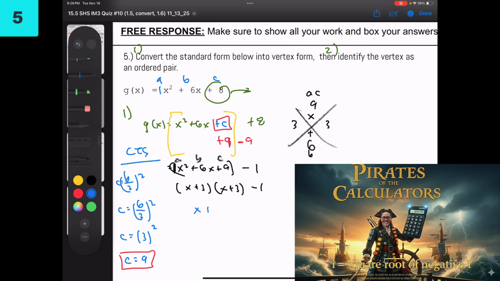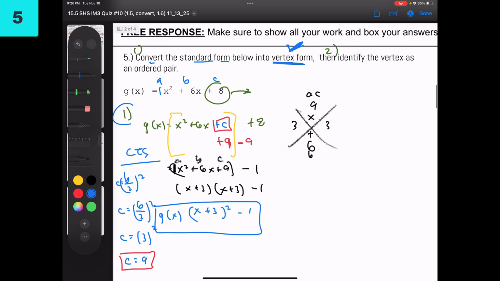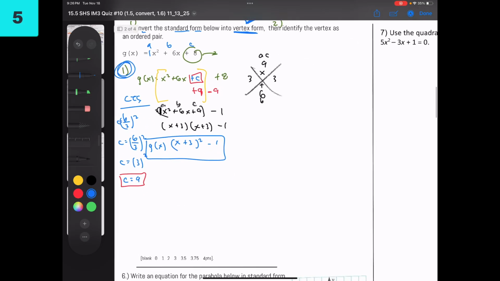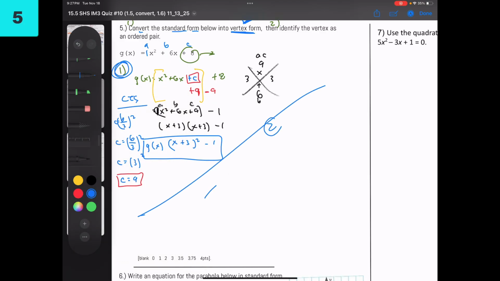We can put those together. Okay, pay attention. This is convert standard form to vertex form. Okay, now, so that was number 1. Now number 2, I have to convert that.